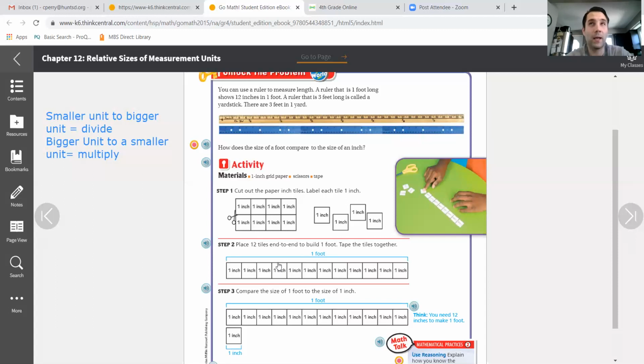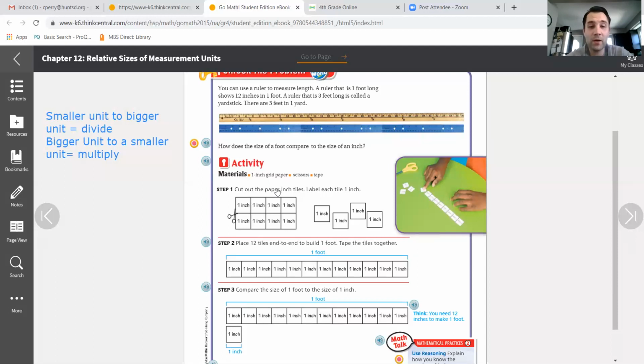Now off the top of your head, how many inches do you think we need to make 2 feet? How many inches do you think we need to make 2 feet? Anybody want to take a jab at this question? Anybody? Oh, JC, you want to answer it? Okay, go ahead, JC. Yeah, 24, JC. Very good, very good.